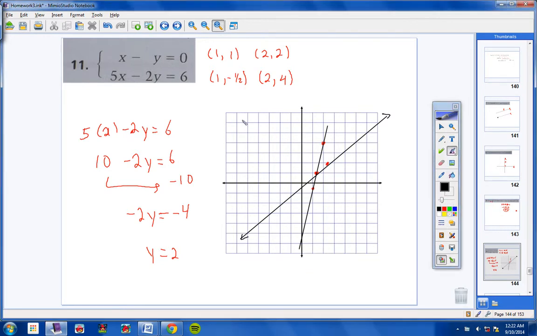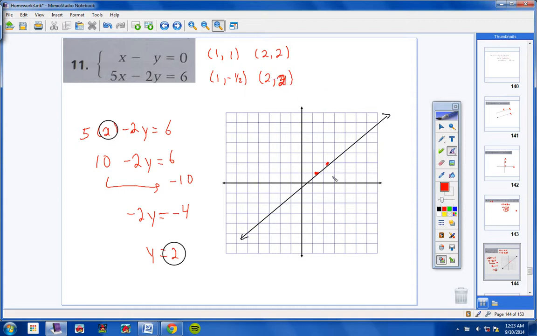Okay, I do see my mistake now, and I apologize, students. I was wondering, that didn't look right at all. When we put a 2 in for x, we got a 2 out for y, and I'm not sure why I put 2, 4 up here. I should have put 2, 2.